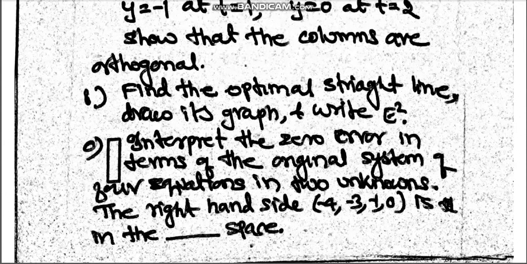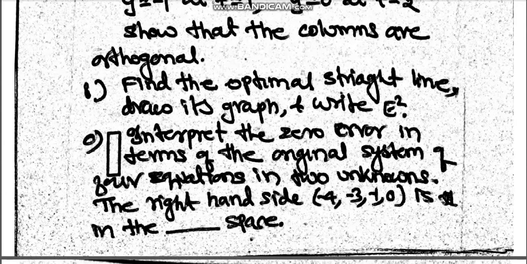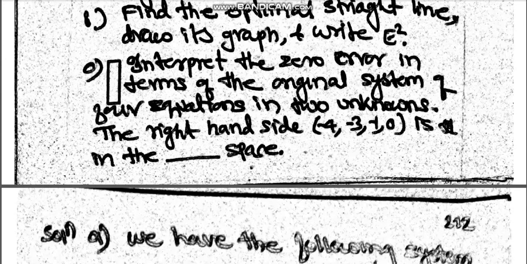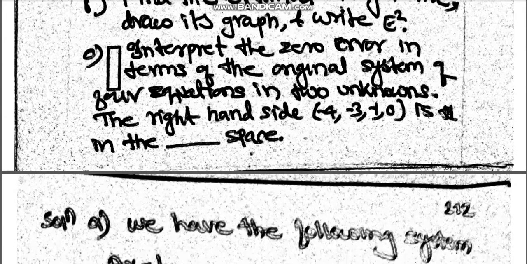Here you can see the question is: show that the columns are orthogonal. You have to show that the columns are orthogonal, and also find the optimal straight line, draw its graph, and write e square, the error. When you don't have an optimal solution, you will have an error. So just check what the approximation is, whether you have an optimal solution or not. Interpret the zero error in terms of the original system.